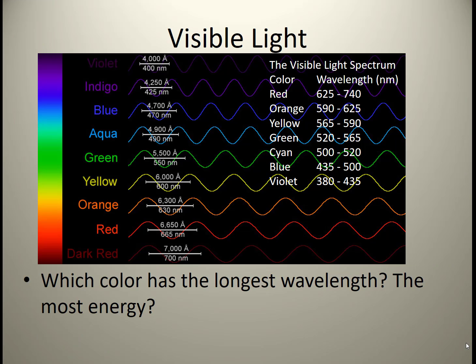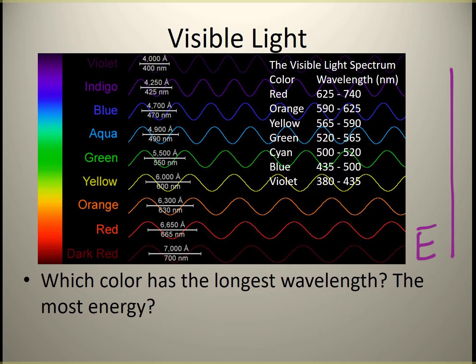Here's another chart that shows the visible light spectrum. So you can see it's just a very, very small wavelength that we can see. And looking at this, we see that red has the longest wavelength, so therefore it will have the least amount of energy. So we see that as far as the energy goes, it's increasing as we go up towards the violet. Violet has the most amount of energy, red has the least.